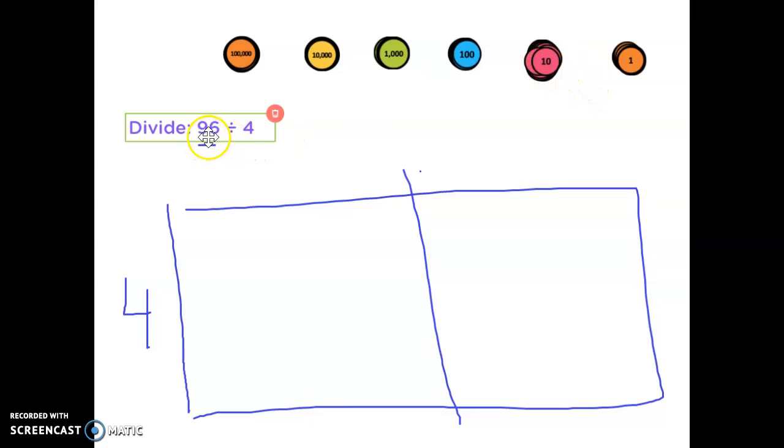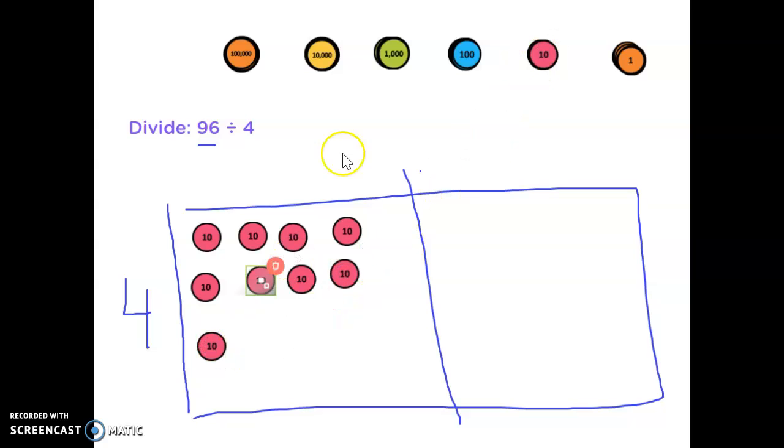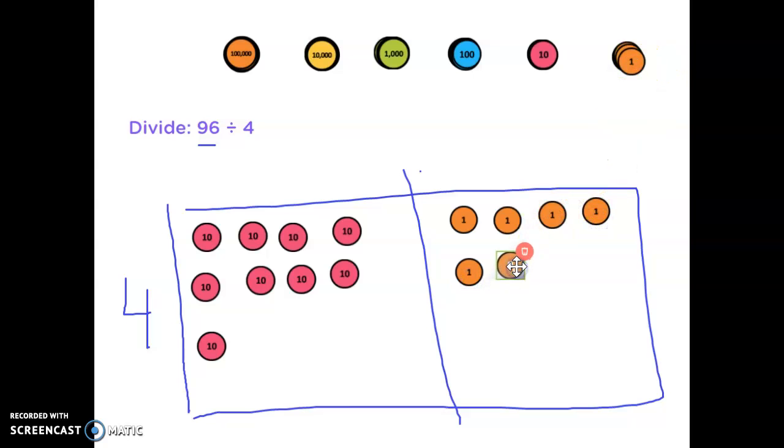So I notice that there are 9 tens. I'm going to count 1, 2, 3, 4, 5, 6, 7, 8, 9. I have 9 tens there, and then I have 6 ones. So I'm going to grab my ones. 1, 2, 3, 4, 5, 6.